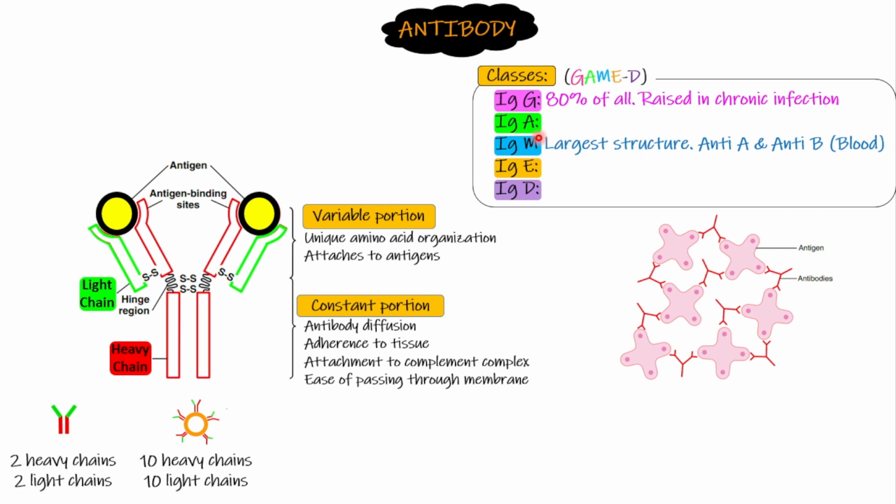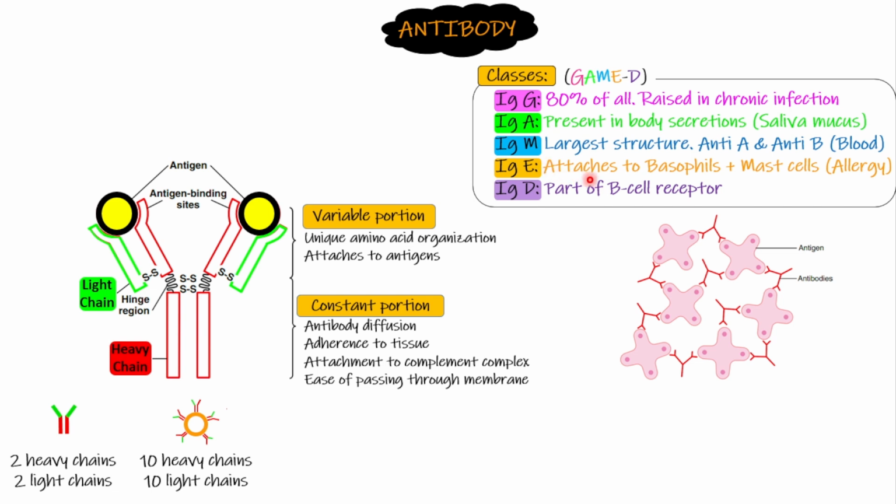Then we come to IgA. IgA antibodies are present in body secretions like saliva. Then IgE and IgD.